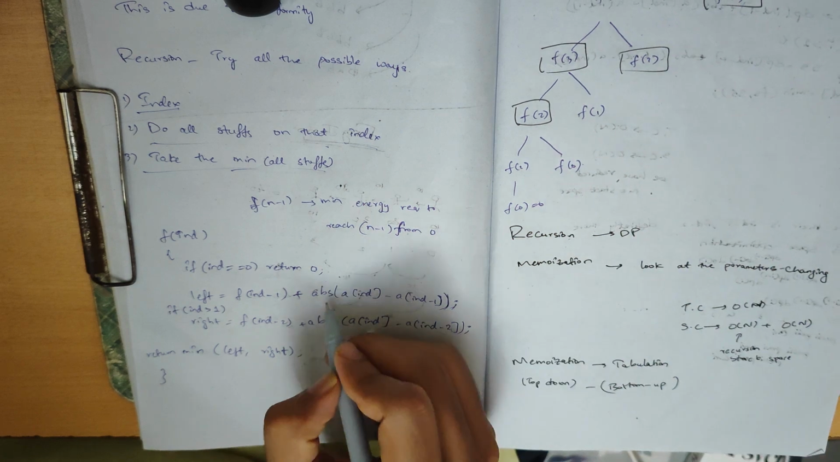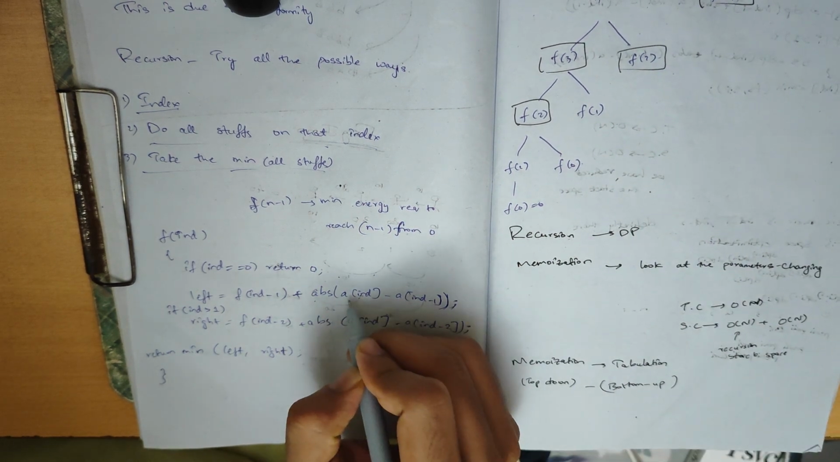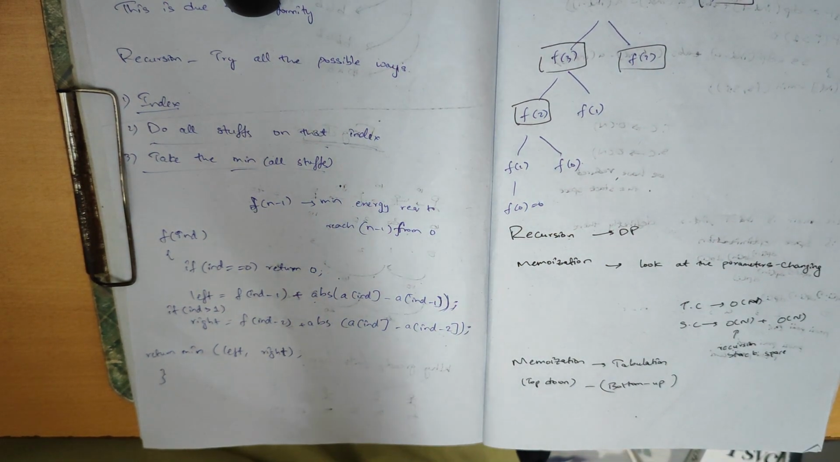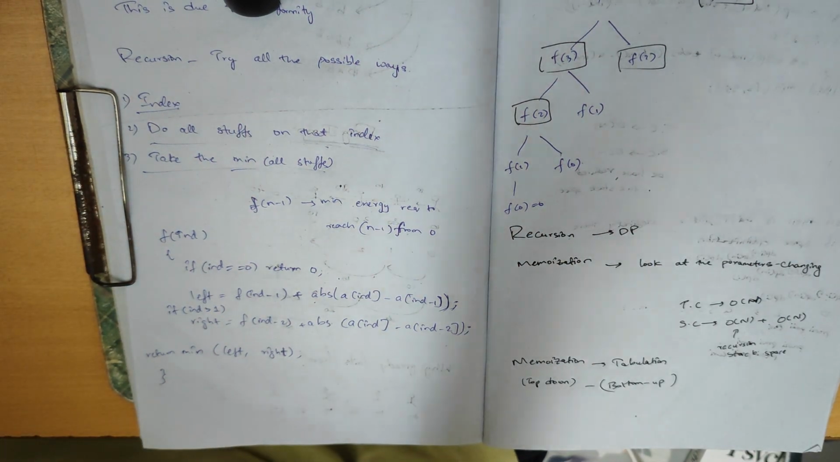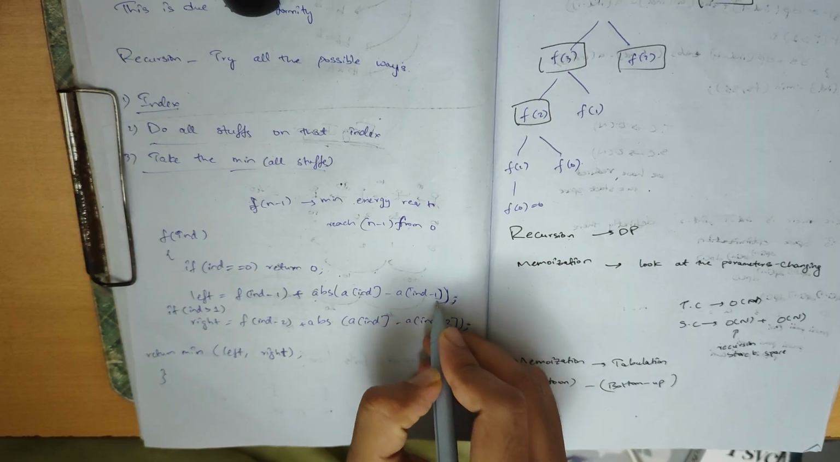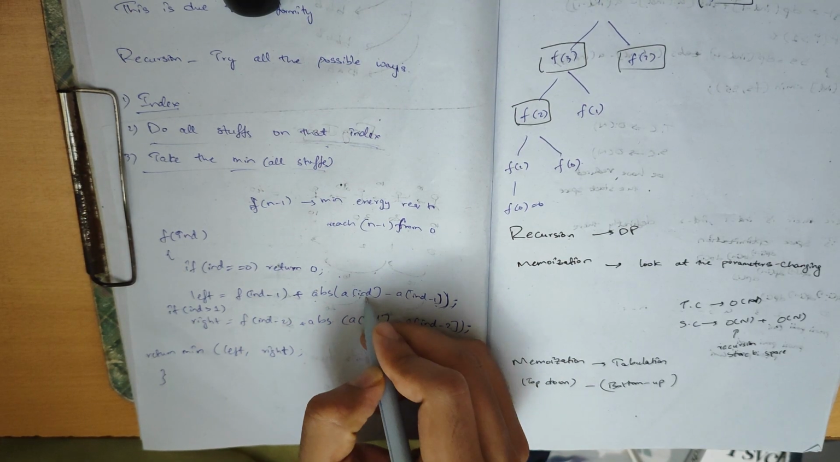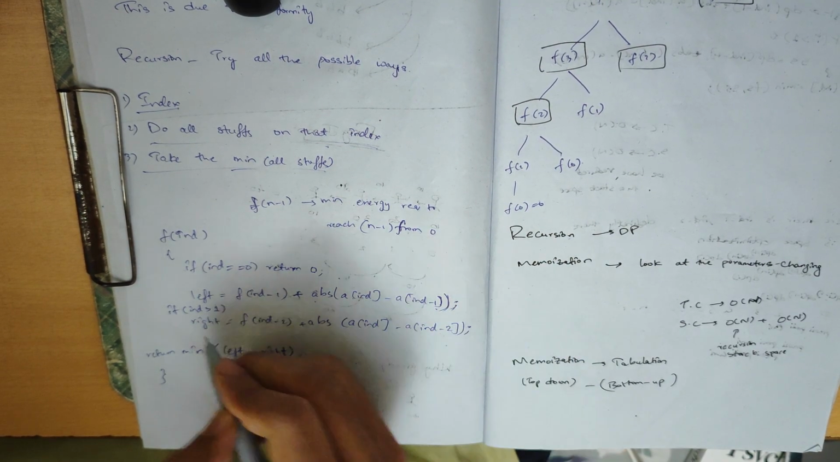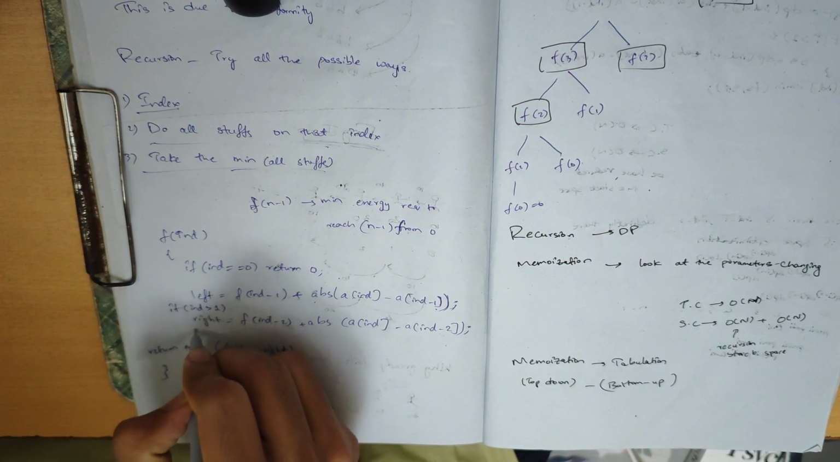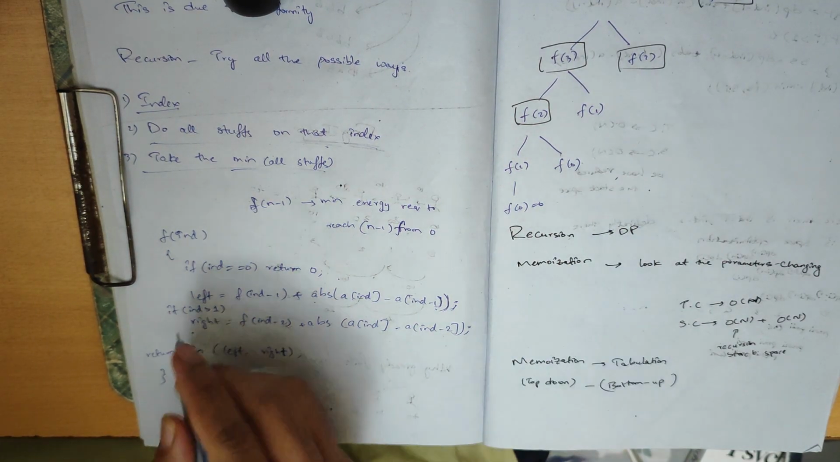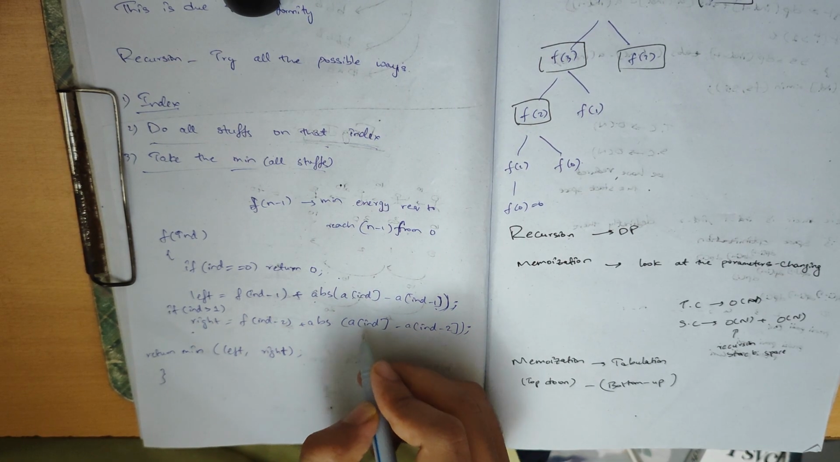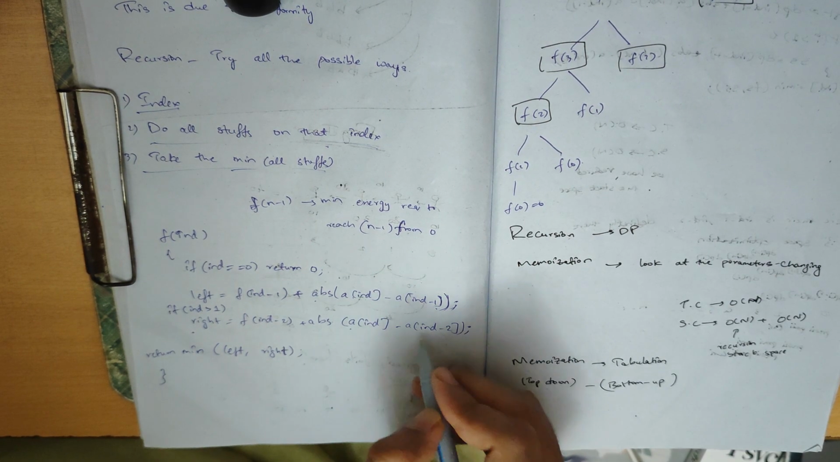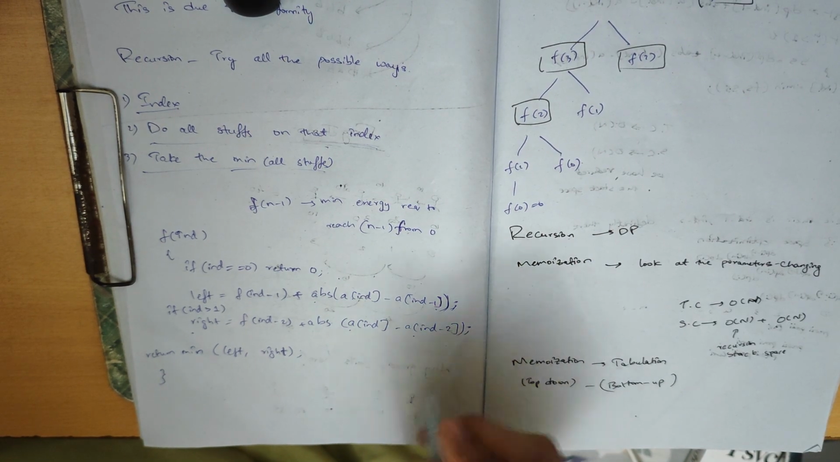Here, the absolute difference between the index of the frog where it stayed previously and the index it is going to jump to next: absolute of array of index minus array of index minus 1. And if it comes to two steps, f of index minus 2 plus absolute difference of array of index minus array of index minus 2.